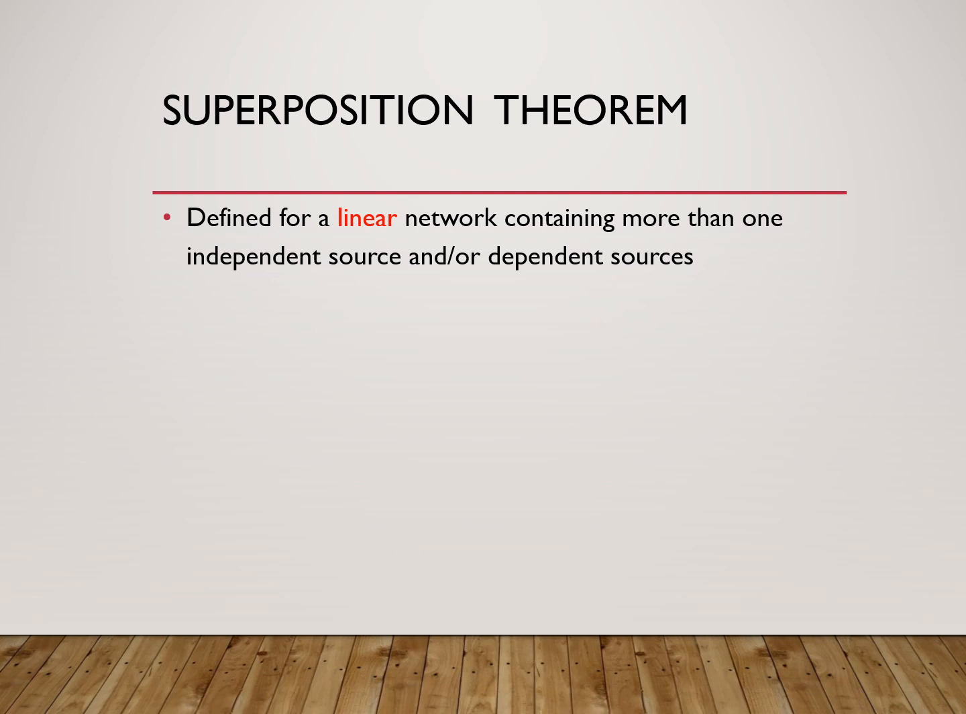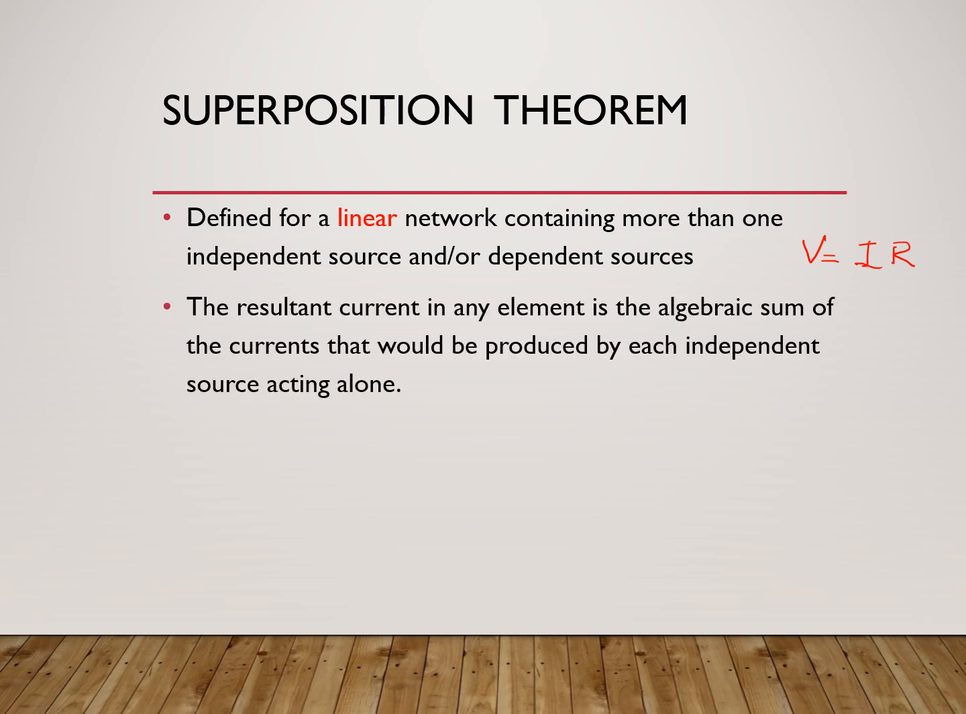Now what is the meaning of a linear network? There should be a linear relation between the voltages and the currents, or you could say that it obeys Ohm's law, right? For such a network you can apply the superposition theorem, provided there are more than one source. Now, how is the resultant current in any element defined?